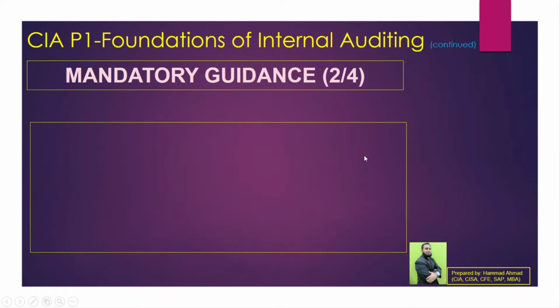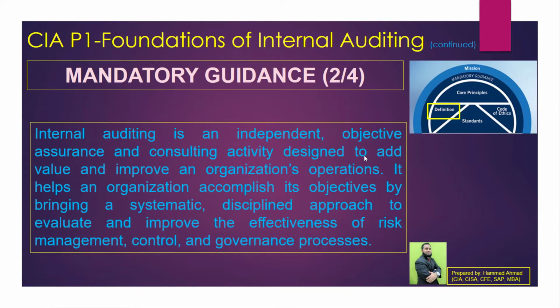So let's move to the second element, which is definition. This is the same definition which we studied earlier in lecture 1. Internal auditing is an independent assurance and consulting activity designed to add value and improve an organization's operations. It helps an organization accomplish its objectives by bringing a systematic, disciplined approach to evaluate and improve the effectiveness of risk management, control and governance processes, right? So this is the definition.